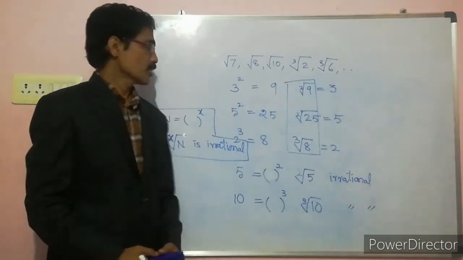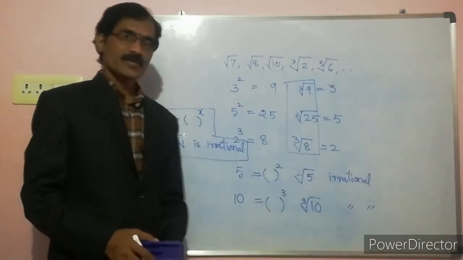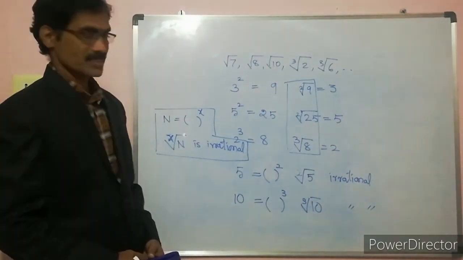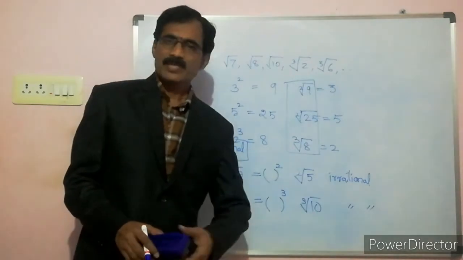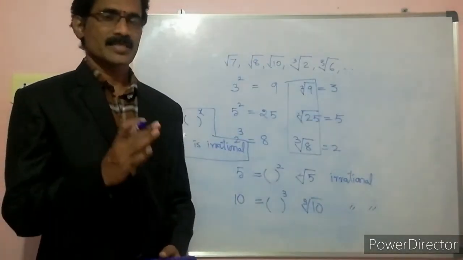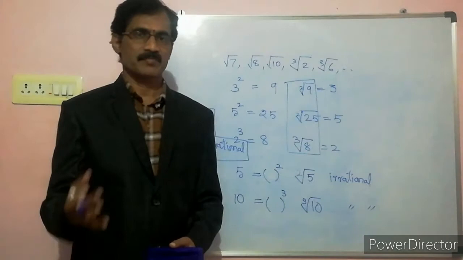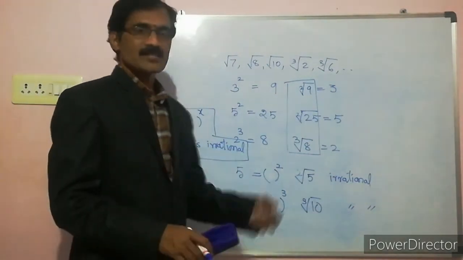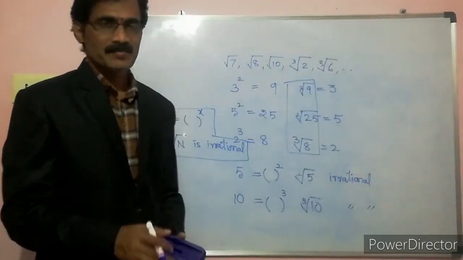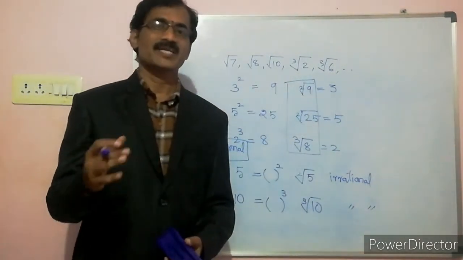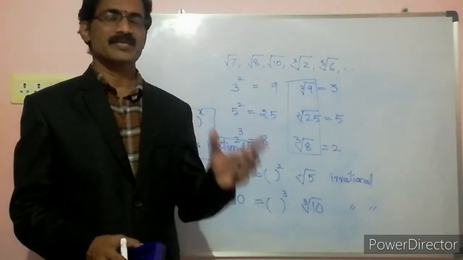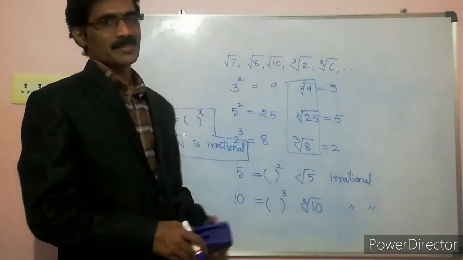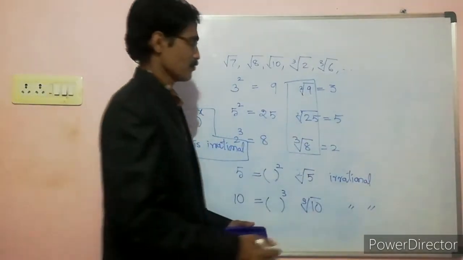Okay, and in another way also we can express irrational numbers. What is an irrational number? Any rational number can be expressed in decimal form, either terminating or non-terminating repeating. Whereas an irrational number is neither terminating nor non-terminating repeating. Means it does not terminate and it does not repeat either. That is an irrational number.